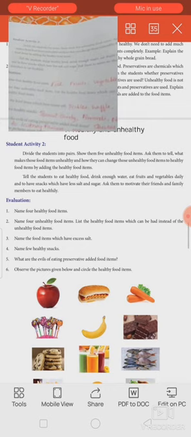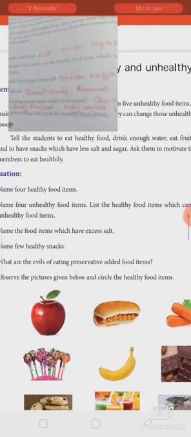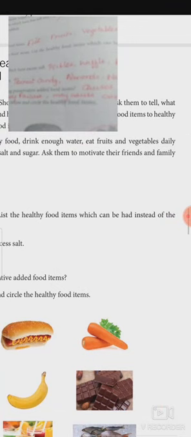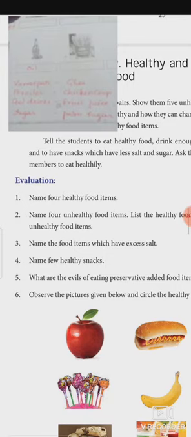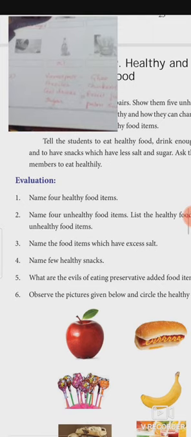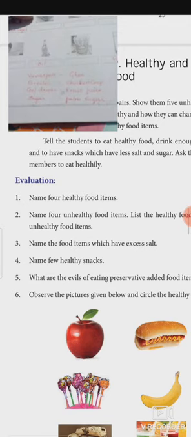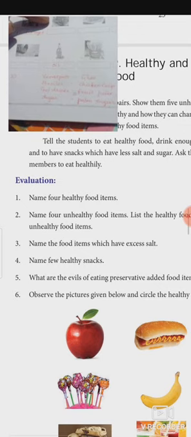Next, the second question. Name the unhealthy food items. List the healthy food items which can be replaced instead of the unhealthy food items. So for that I have prepared the answer. See, instead of vanaspati we can use ghee. Instead of broiler chicken we can use country chicken. Instead of cool drinks we can drink fruit juice. Instead of sugar we can use palm sugar.